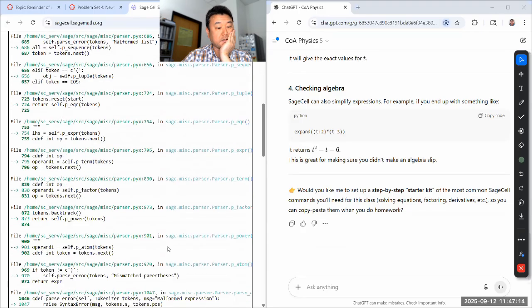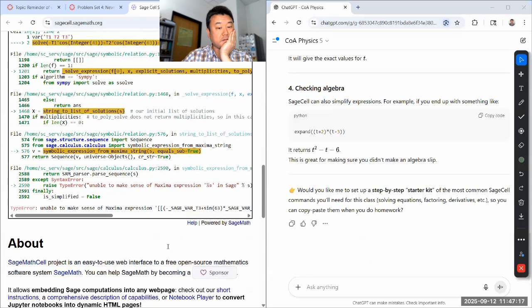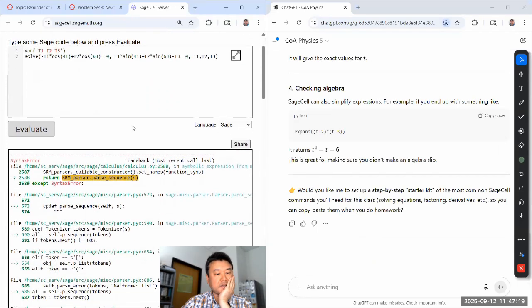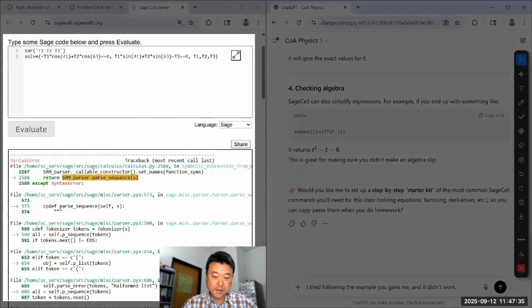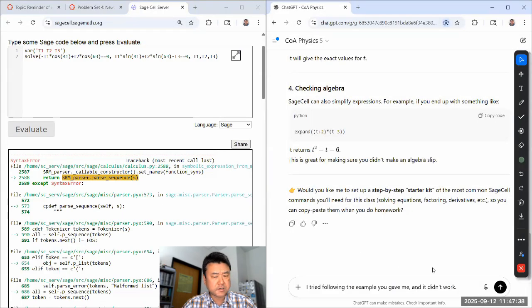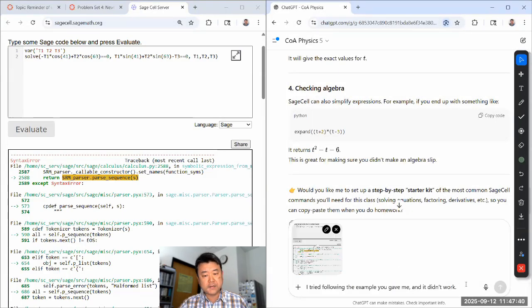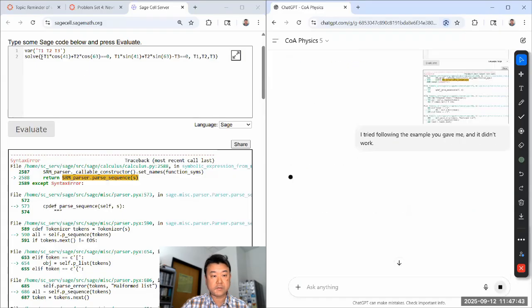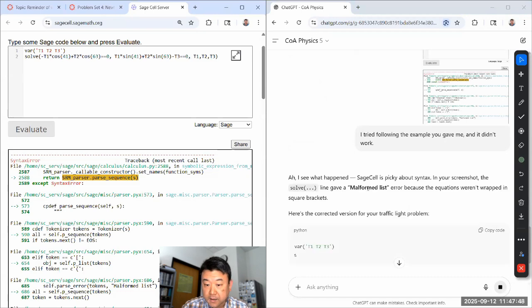Let's see. Do I need to? Let's see if ChatGPT can figure out from here. I tried the following, the example you gave me, and it didn't work. Now, if I just say this, then it won't be able to figure out anything. So you tell it what you did and some portion of the error message. Here, the error message isn't all that helpful, but the fact that it didn't work should be enough, because as ChatGPT parses it, it can malform the list.